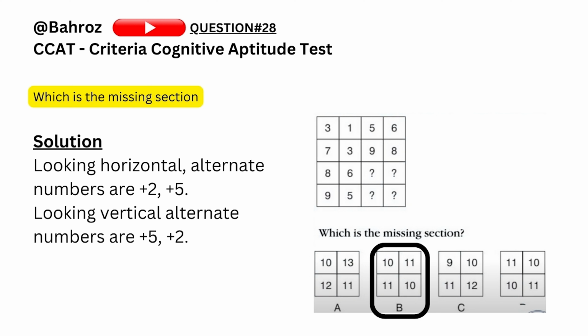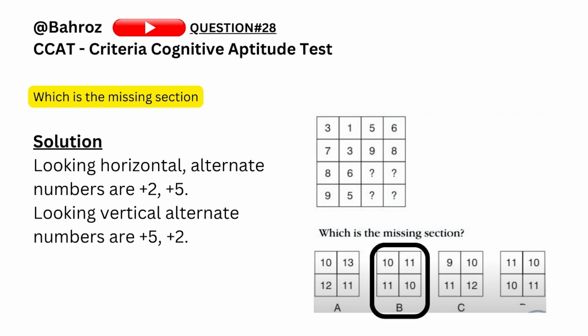Next question, which is the missing section? Here, if you look at the horizontal, alternate numbers are plus 2 and plus 5. So horizontal rows, 3 plus 2 is 5, 7 plus 2 is 9. So 8 plus 2 would be 10, 9 plus 2 would be 11. So it would be 10 and 11 in the third column. So the 10 and 11 in the third column is only in option B. We don't need to go and figure out the rest of the question marks.